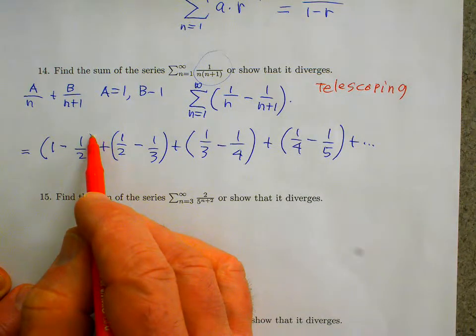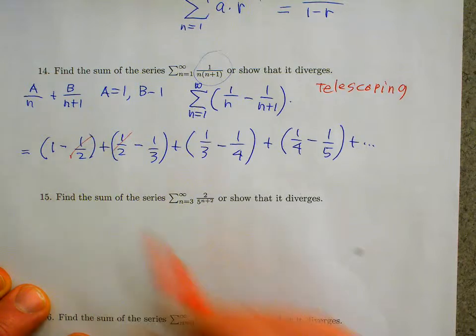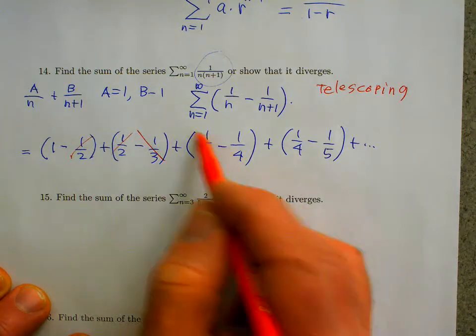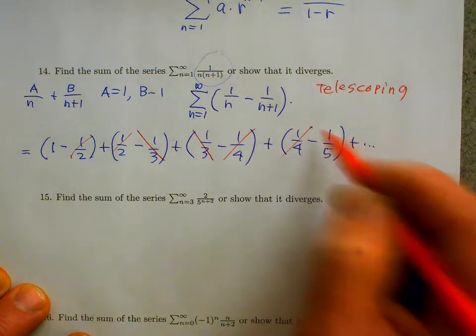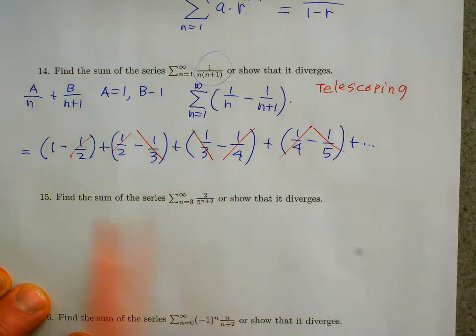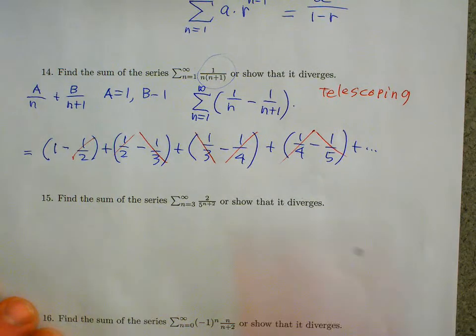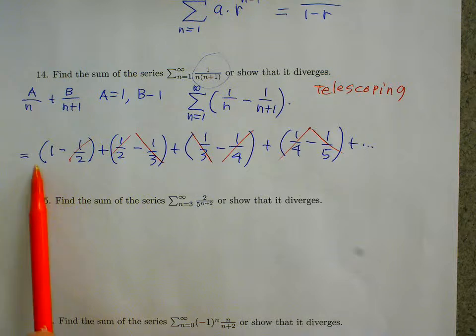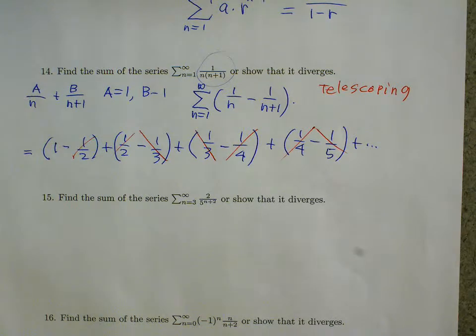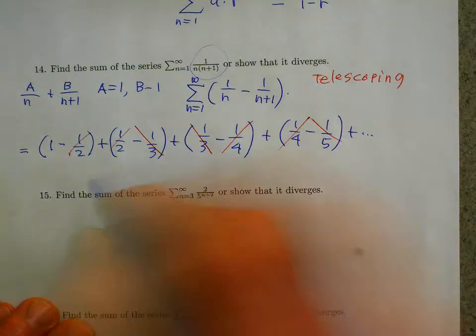So minus 1/2 plus 1/2, those cancel each other out. Minus 1/3 plus 1/3, minus 1/4 plus 1/4, and so on forever. So the series converges to the only number that survives. In this case, it's 1. So that's the value of the series.